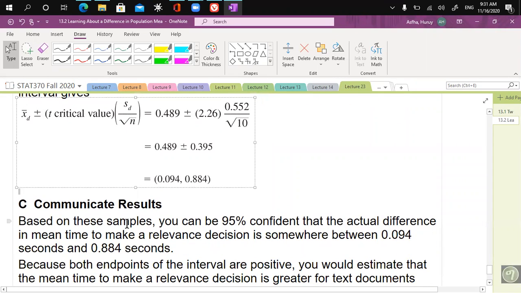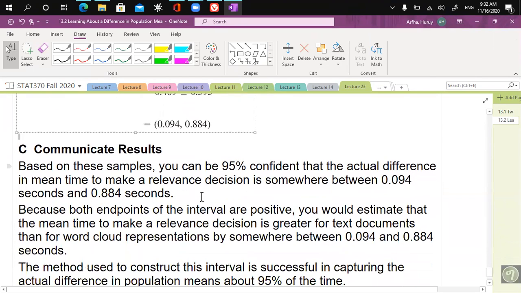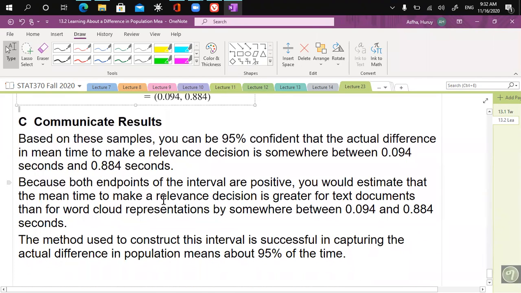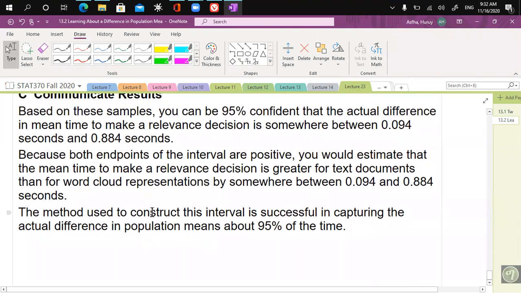All right, based on these samples, you can be 95% confident that the actual difference in mean time to make a relevance decision is somewhere between these two values. This is time in seconds. So since both the endpoints or limits are positive, we would estimate the mean time to make a relevant decision is greater for text documents than for word cloud representation, somewhere between these two values.